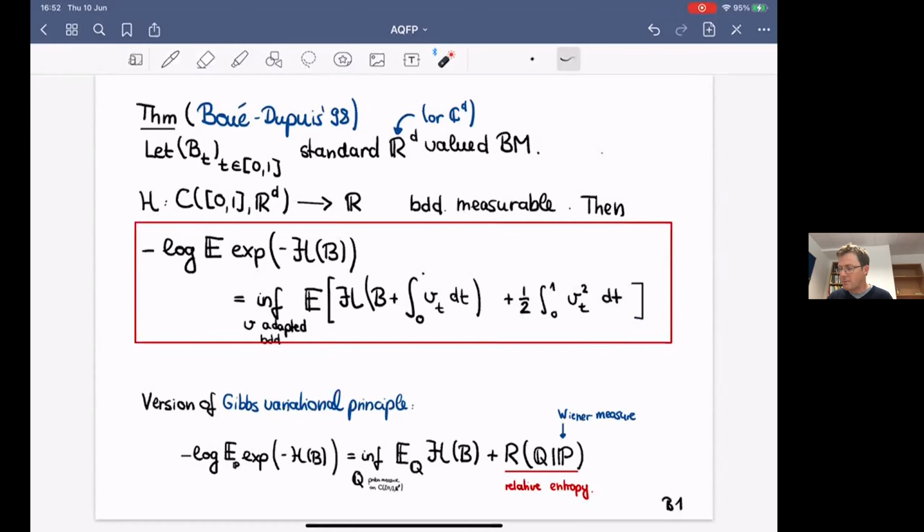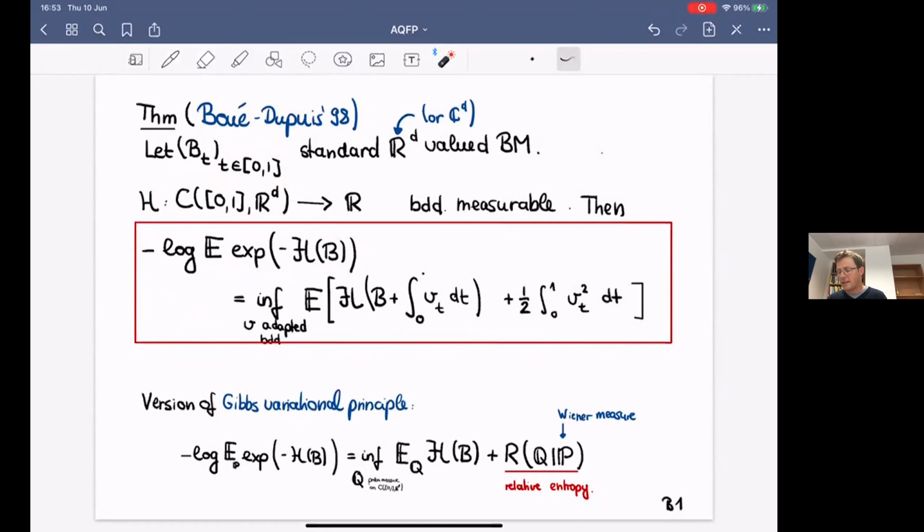If you have a standard R^d valued Brownian motion, and you have some functional that, just for the sake of simplicity, is only defined on the interval [0,1], and this functional depends possibly on the whole trajectory of the Brownian motion, say bounded measurable, whatever assumption you like. Then you can calculate this expectation here. You want to calculate this exponential moment of your Brownian motion, and you can give this variational representation.